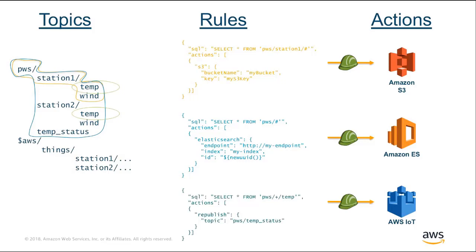In our last example, let's say we want to match anything that's temperature inside of any given station. In this case, this would trigger our third rule, where we'll select star from PWS/single level wildcard, which is our plus/temperature.